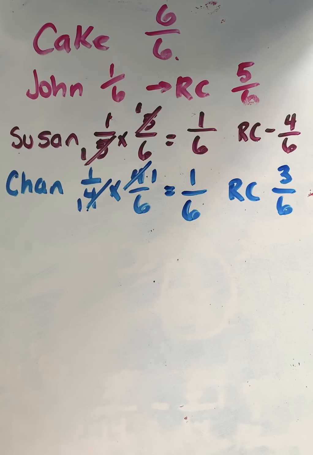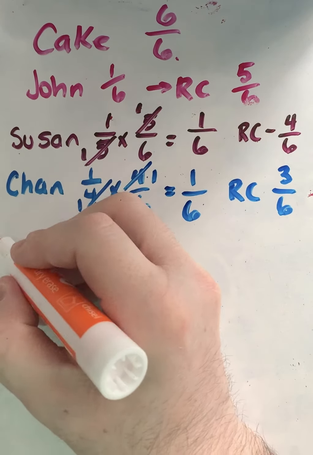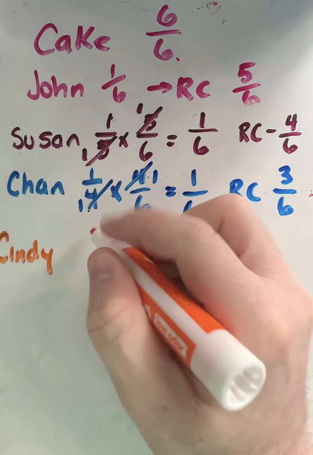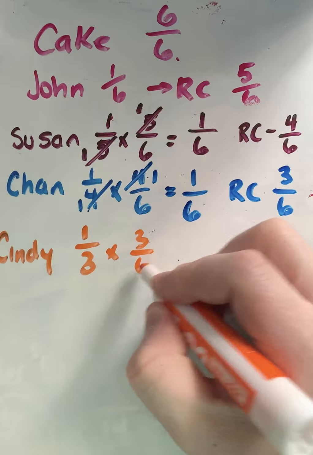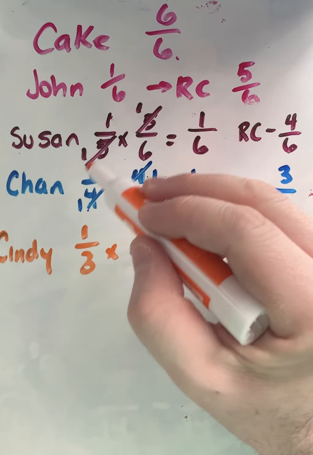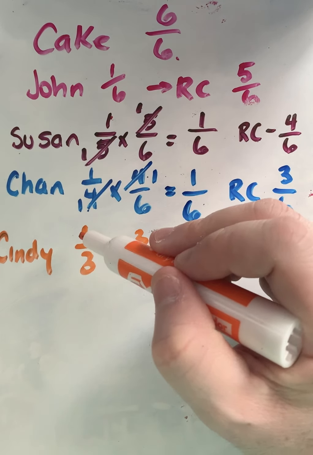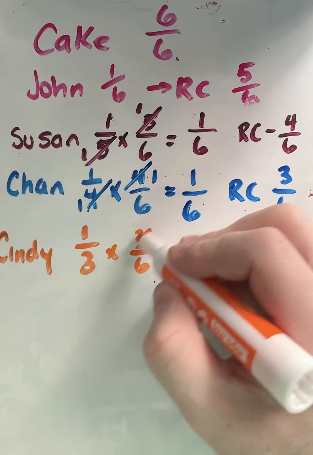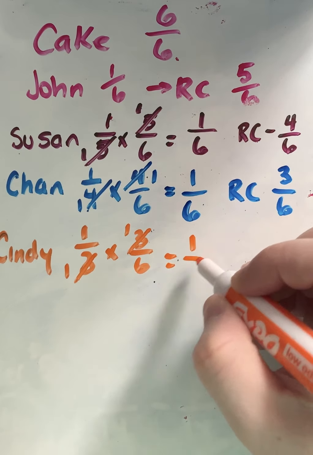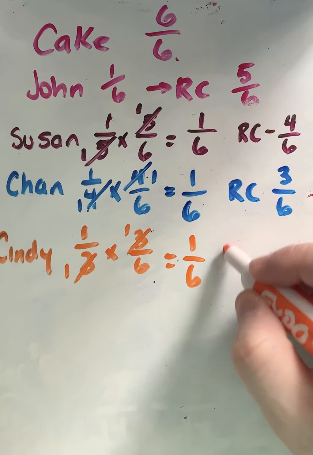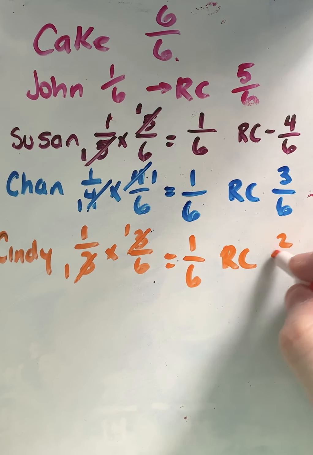And then Cindy, good old Cindy, she came by and she ate 1/3 of the remaining cake, which was 3/6. You can see that the fraction is going down by 1 on the denominator. Well, I can get rid of this and get rid of this. 1 times 1 is, surprising, it's another 1/6. The remaining cake is 2/6.